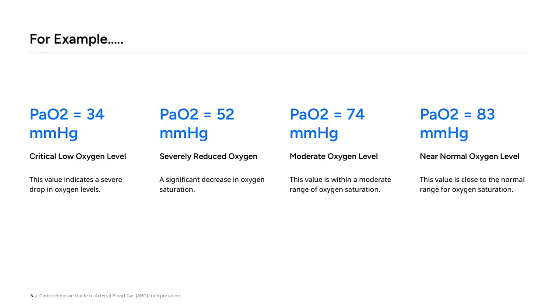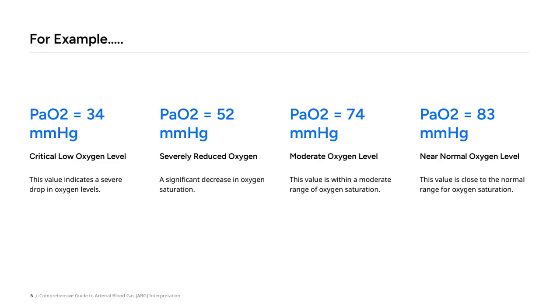Finally, a PaO2 of 34 mmHg indicates a critical low oxygen level. This is an emergency situation, showing a severe drop in oxygen saturation that requires immediate intervention. Understanding these ranges helps us assess how well the lungs are functioning and guides our clinical decisions.